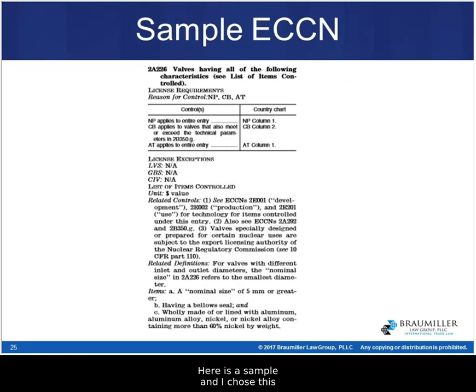Here is a sample. And I chose this because I could actually fit it on one page. Sometimes an ECCN provision can be several pages and be extremely complex. And this was what you could consider an innocuous sounding product, a valve. There are certainly all different kinds of valves, and you can probably assume that the types of valves that we're talking about are not the type that you turn on in the morning when you take a shower or wash your dishes, that kind of thing.